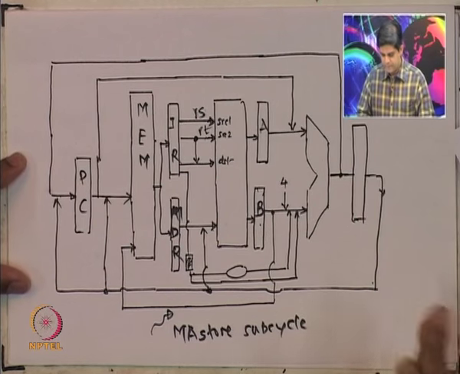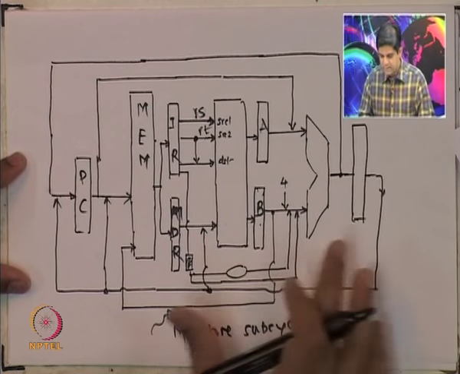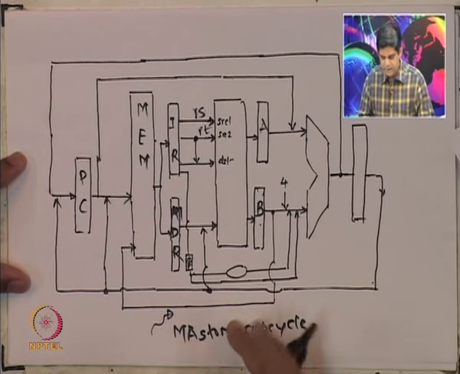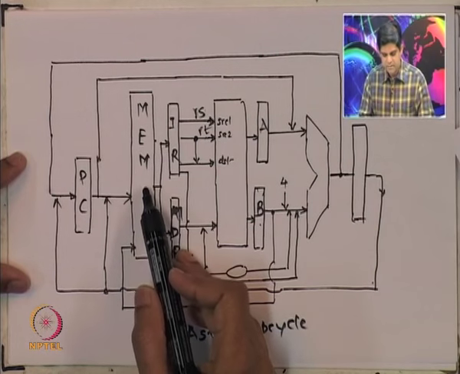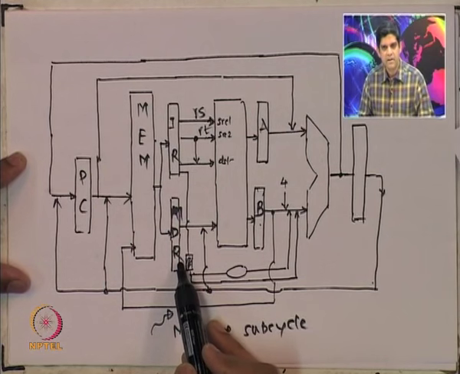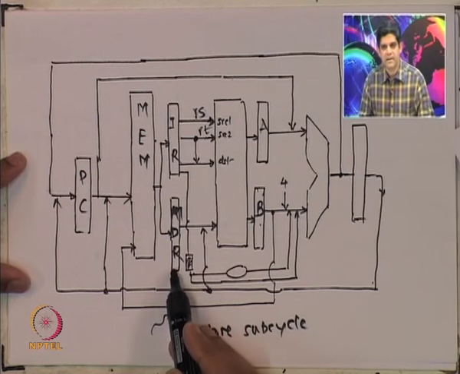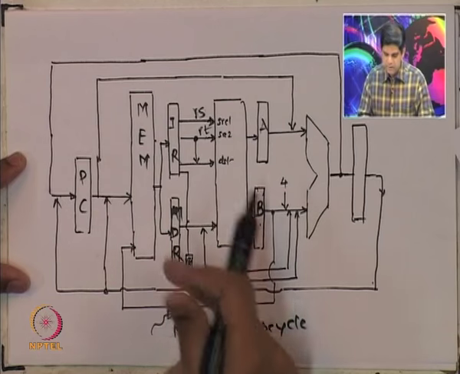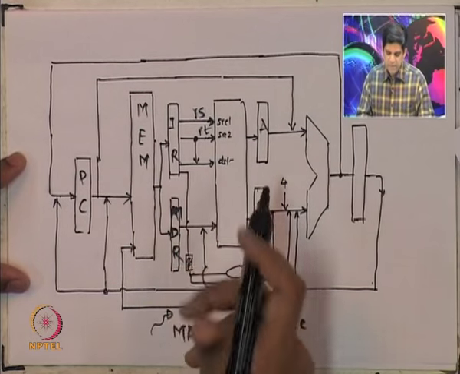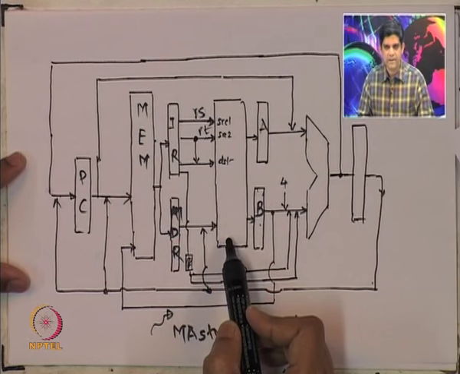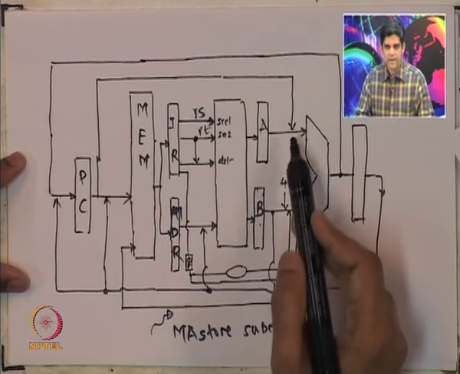I will do it. So far, I have not yet started that, but I am just trying to help you recognize what is there on this data path. So, the PC, there is a memory block, there is instruction register, there is a memory data register. Who fills it up? When does it get filled up? It is to be filled up at the end of the memory access state of load instruction.